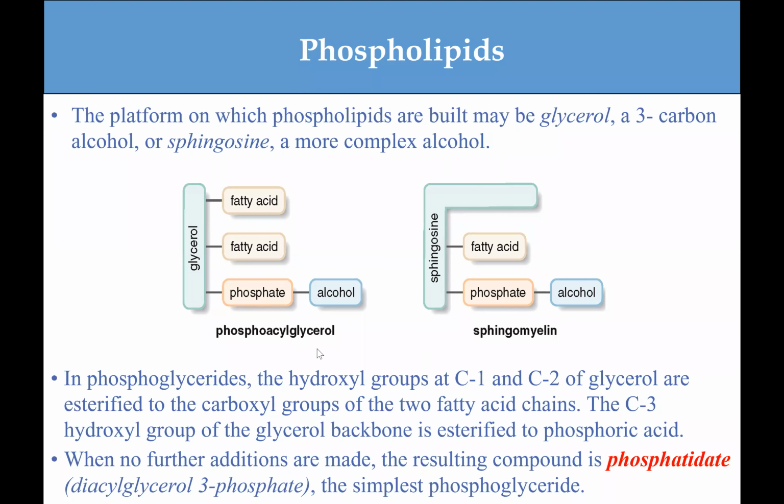So in a phosphoglyceride, carbons 1 and 2 are connected to fatty acids, and then carbon 3 is connected to phosphate. If you just have this with no further addition of an alcohol, that molecule is called a phosphatidate. We're going to see the structure again, but a phosphatidate is the simplest phosphoglyceride. So it's just this part without an extra alcohol connected to the phosphate.